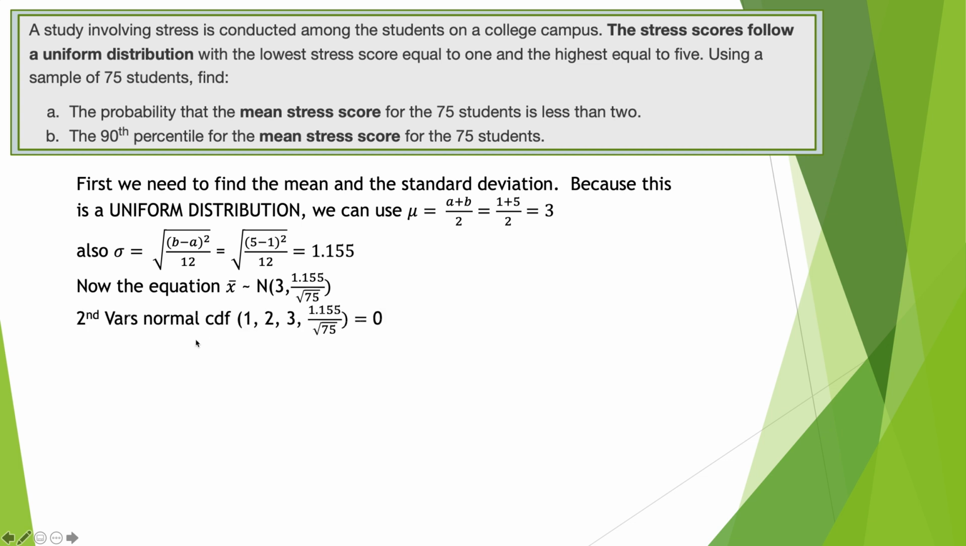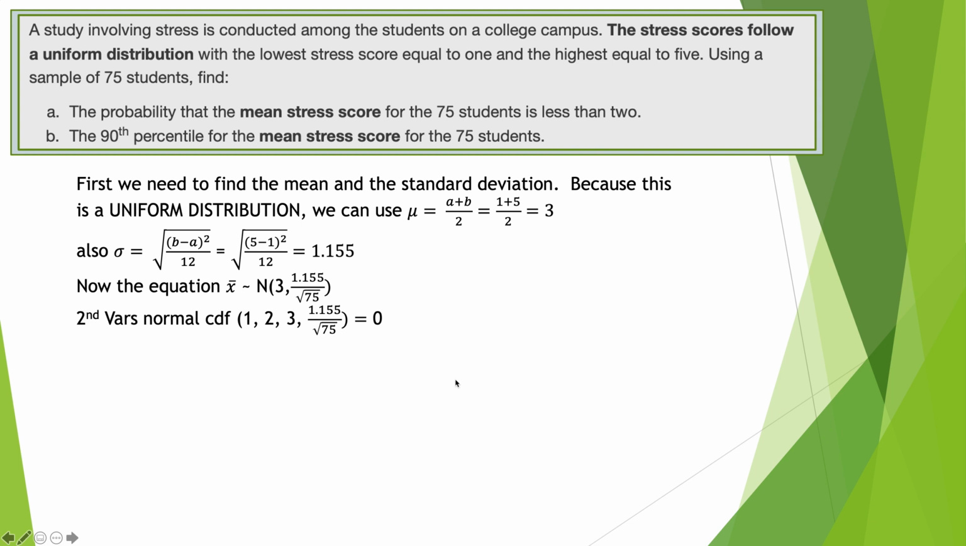Okay, so what do I do now? I go to my calculator. I want the score to be less than 2. So that means that the lower extreme, or the lowest level, is 1, and it can't be 0, because 0 is not on the scale, but 2 is. So the highest is 2 because it has to be less than 2. 3 is the mean. This is my standard deviation divided by the square root of 75, the number of people in the sample. And when I punch that into the calculator, it kicks out 0, which means it's impossible. It is not going to happen.